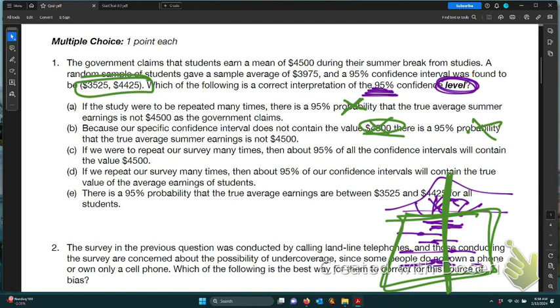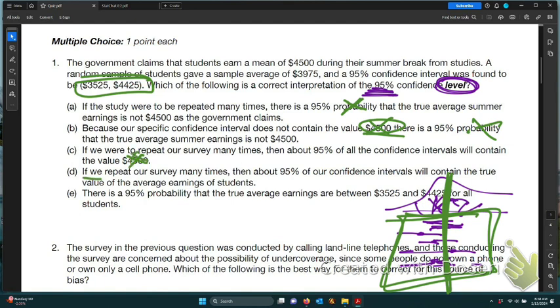If we repeat our survey many times, it's looking good, about 95% of all the intervals will, oh my gosh, you guys, I'm getting excited, will contain... Oh. Why did it fail here? Oh, because we don't care about theirs. I'm not trying to contain their claim. I'm trying to contain what? Ours. The true value. Okay, so that's why that one's out.